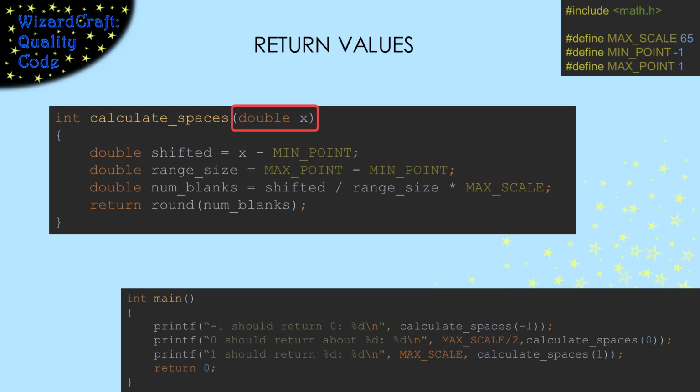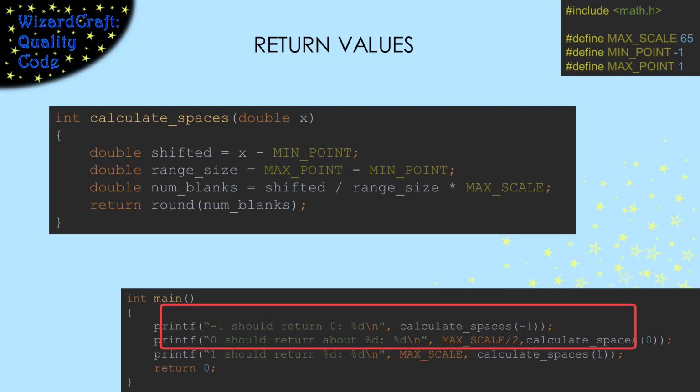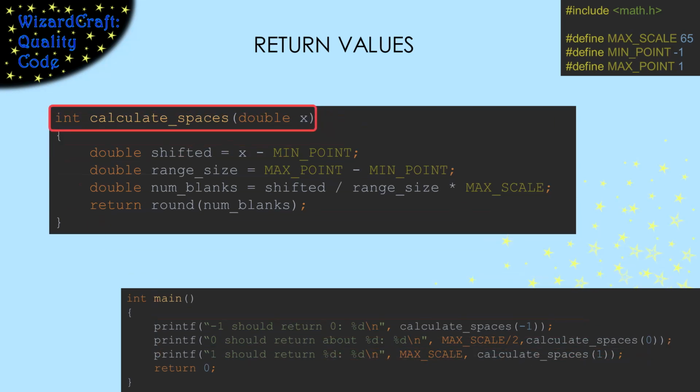Before we look more at calculate spaces, let's look at the code I'm using to make sure it works. Since it has one parameter, and my testing strategy said I should verify that it works when I give it 0, -1, and 1, I'm just printing what I'm hoping for and what happens when I call it passing in those values. So the question is, how does information get back from calculate spaces to where we call it in main? If we look at the declaration of calculate spaces, it starts with a type. That says it's going to give back an int.